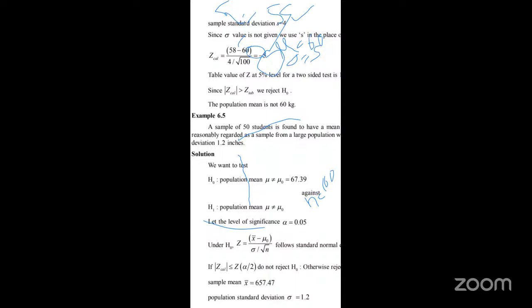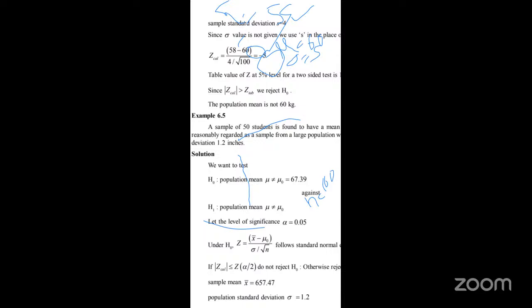The population mean mu equal to 60, the sample mean x bar equal to 58, and sigma is 4 by root 100. Substituting these values, we get minus 5. Taking the modulus, the calculated value is 5. The tabular value at 5% level of significance is 1.96. The calculated value is greater than the tabular value, so we reject H naught. The population mean is not equal to 60 kgs.